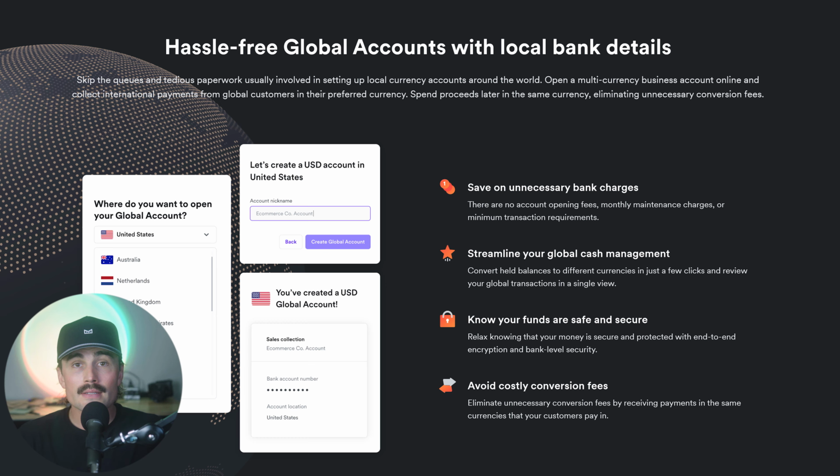The local account details are the second real strength. When a customer in the UK pays a UK GBP invoice, that money lands in a real UK account with proper sort code and account number. Same for EU customers with IBANs. Same for US, Australia, and a few others. To your customer, it looks like a domestic transfer. They don't pay international fees. They don't get the bank side warnings about sending money abroad. That increases payment success rates, and over a large customer base, it really adds up.